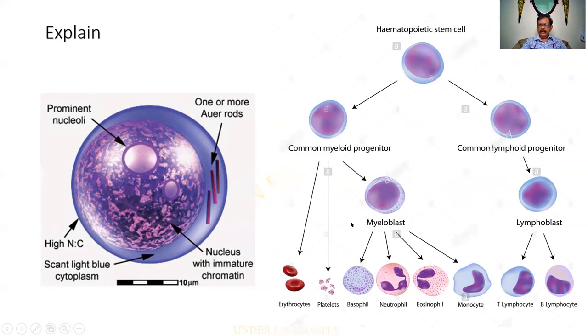Now we are interested in an acute leukemia, and at this region there can be a maturation arrest. So follow this particular diagram. There is an arrest and there is a proliferation leading to increase in the number of blasts.